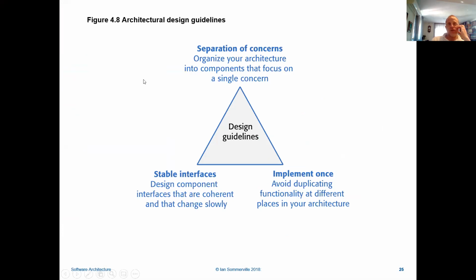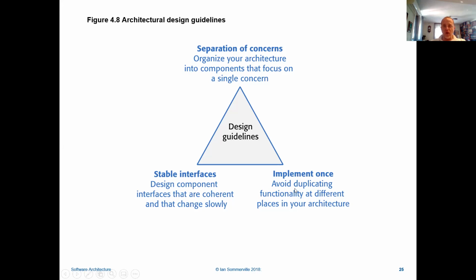Okay. Separation of concerns. Organize your architecture into components that focus on a single concern. In other words, like user management, database management, document production, logging, security. You can have sections that deal with a single concern. Design component interfaces that are coherent and that change slowly. Right, there should be some kind of stable interface that you don't expect to have to change all the time.